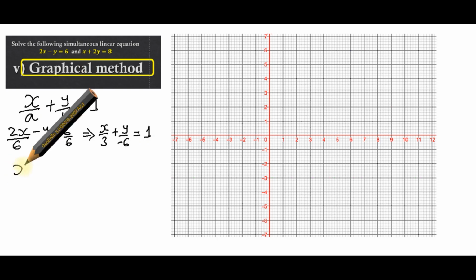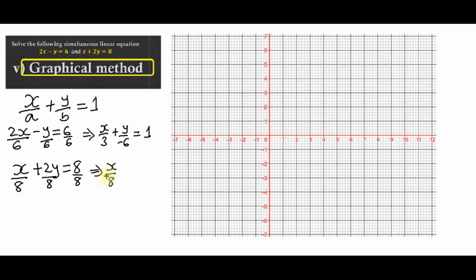The second equation is x plus 2y is equal to 8. We do the same, we make the right hand side equal to 1, so we divide each term by 8. So we end up getting x over 8 plus y over 4 is equal to 1. So this is much easier. Not all equations can be plotted easily, but for this case it is much easier.